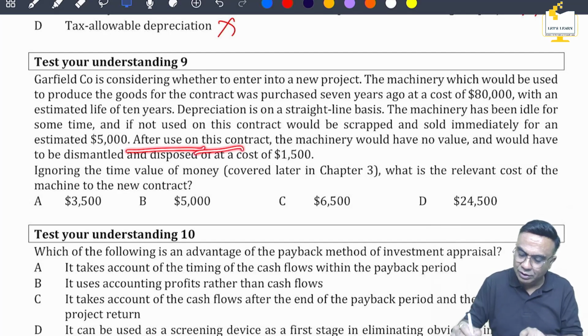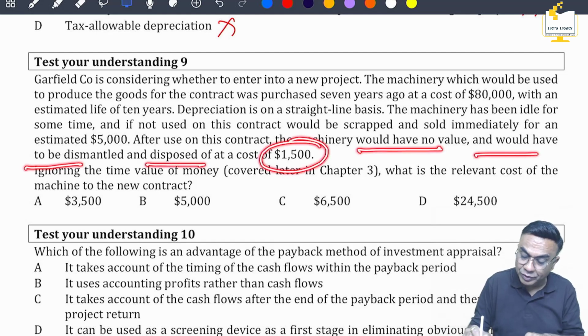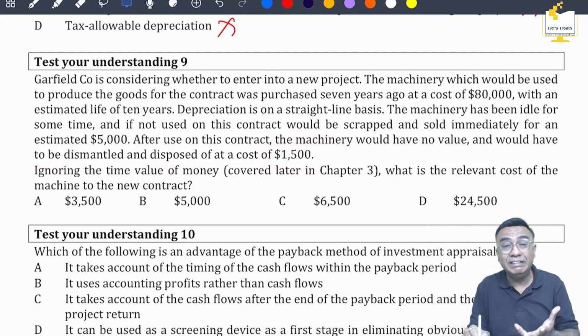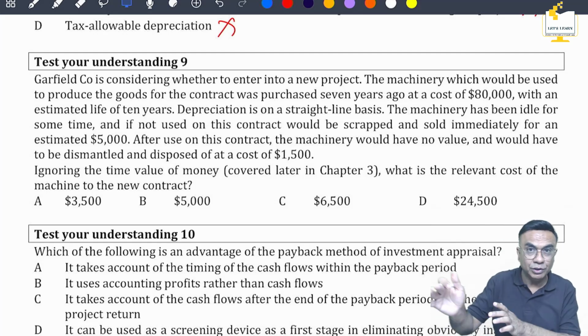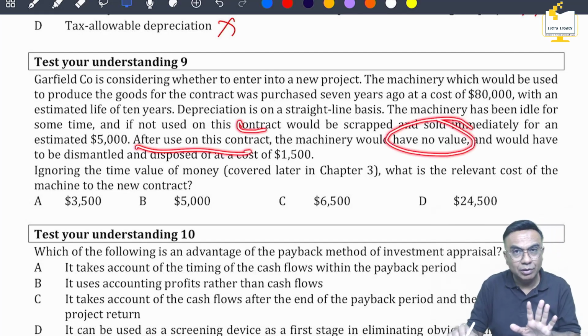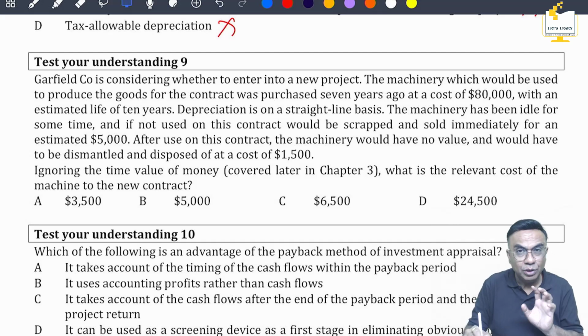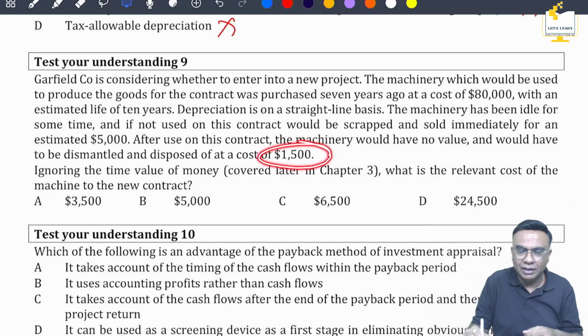After use on this contract, the machine would have no value, no salvage, scrap zero, but would have to be dismantled and disposed of at a cost of, so this is the cost of dismantling. Suppose you use this machine for 5 years. After 5 years, after use on this contract, the scrap value is zero. There is no salvage value, so only the dismantling cost of 1,500.